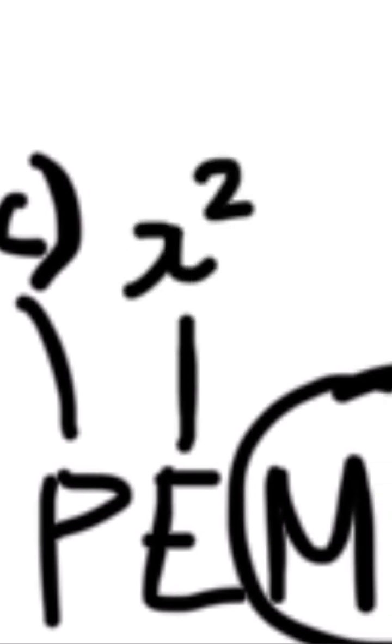So P is going to be parentheses, so the numbers that are inside the parentheses. E is going to be exponent. M is going to be multiplication. D is going to be division. A is addition and S is subtraction.